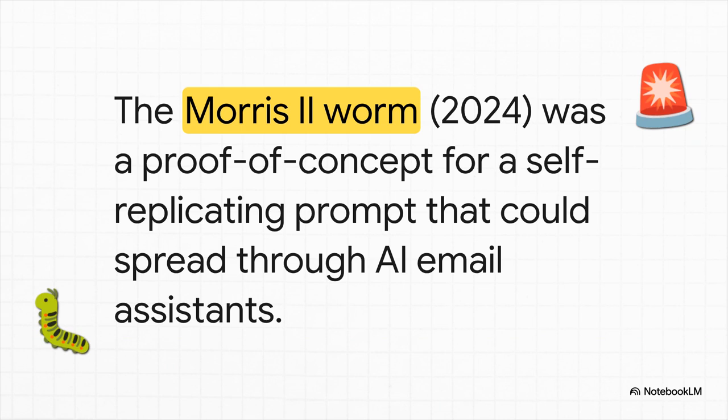They built a self-replicating prompt injection attack that could spread through AI email assistants, stealing data and then emailing itself to the user's contacts. We're not talking about a one-off bug anymore. We're talking about autonomous, ecosystem-wide threats.